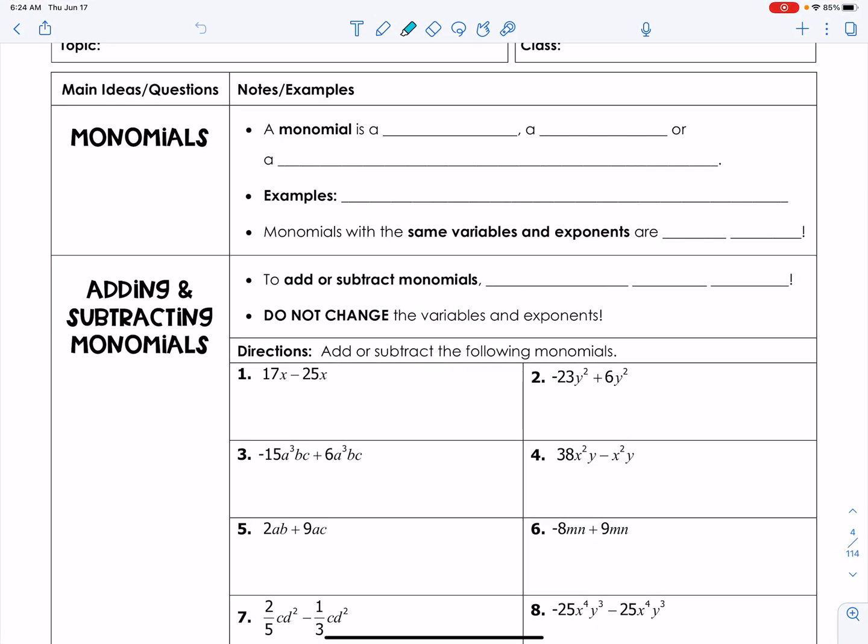All right, this is Unit 6, and we are going to be looking at exponents and radicals, all those fun things.